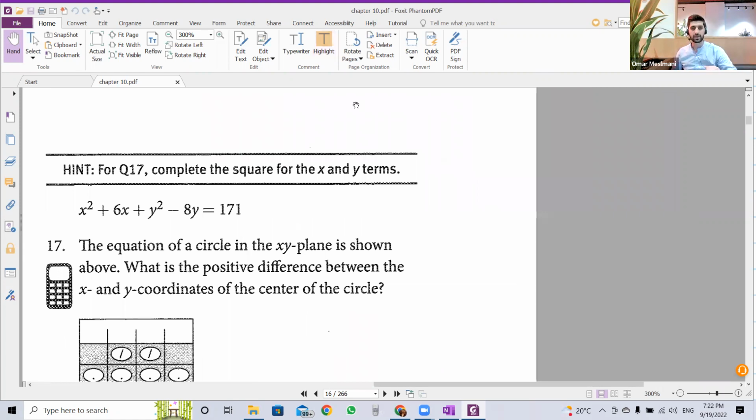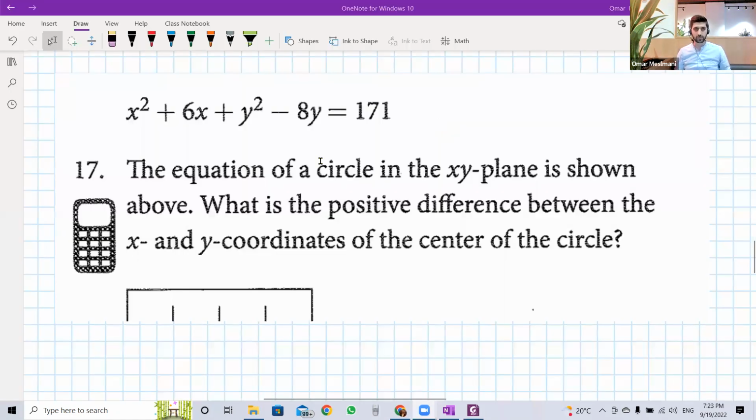So he's giving you the equation of this line. What is the difference between the x coordinate and the y coordinate of the center? So he's asking, basically, to find h, find k, and subtract them from each other.